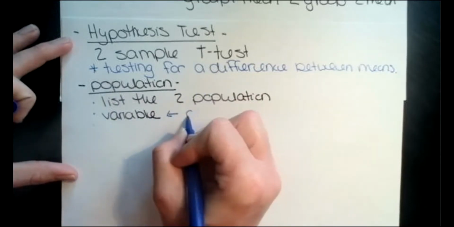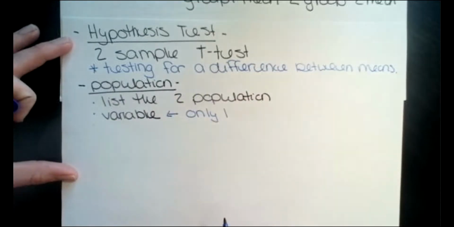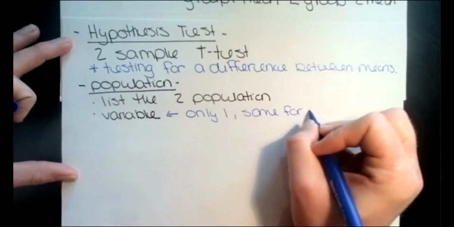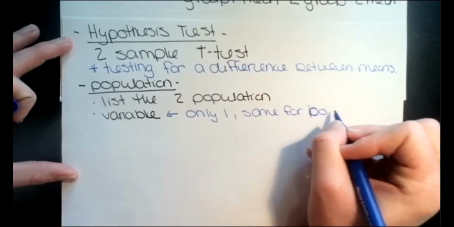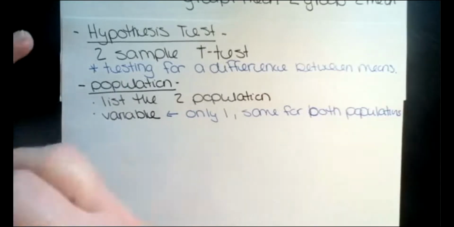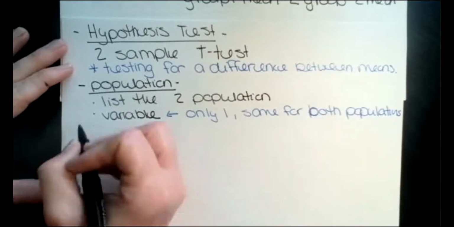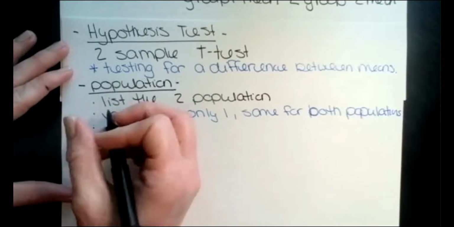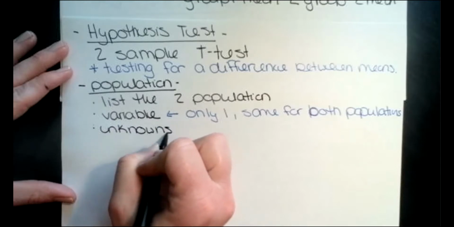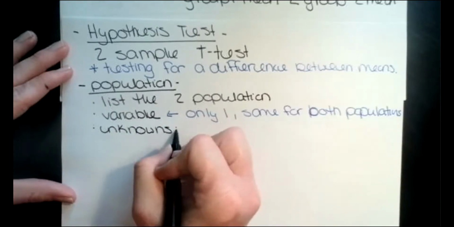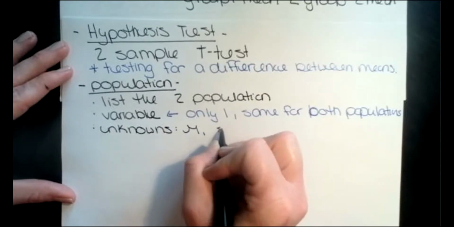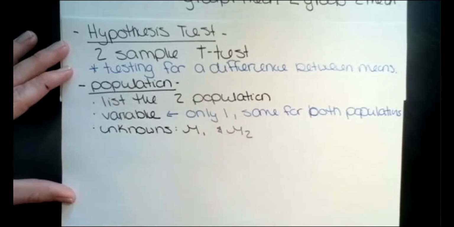So here it's only one variable, the same for both. I started writing populations. Populations here. Okay, so we're going to study the same variable on both. We do want to define the unknowns. So my unknowns here, and I know this is sometimes a pain, we have two of them, right? So we have population mean 1 and we have population mean 2, and we want to define them.